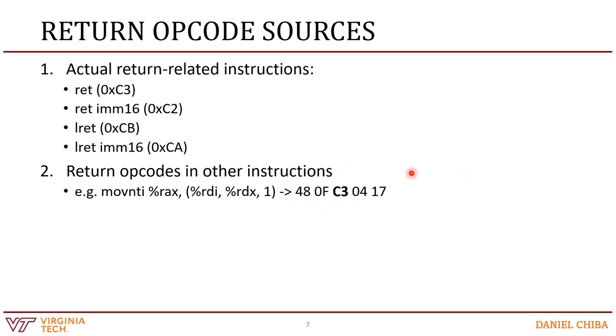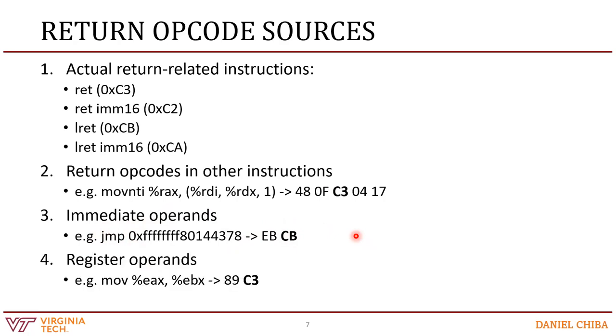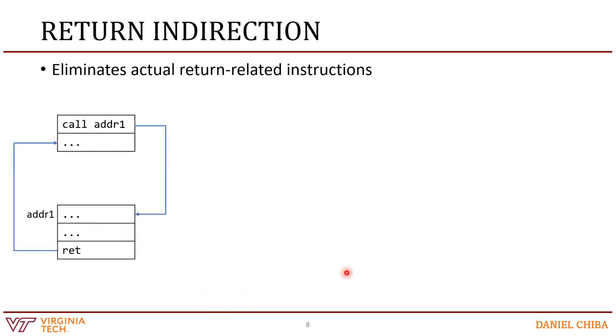You could have immediate operands. So we'll see exactly later on how this translates to something with CB in it, even though you don't see a CB over here. It has to do with relative offsets, and we'll see that later. But assembly code like this could result in return opcodes. And also you have register operands. So in this case, it's the EBX register that actually results in another return opcode being introduced.